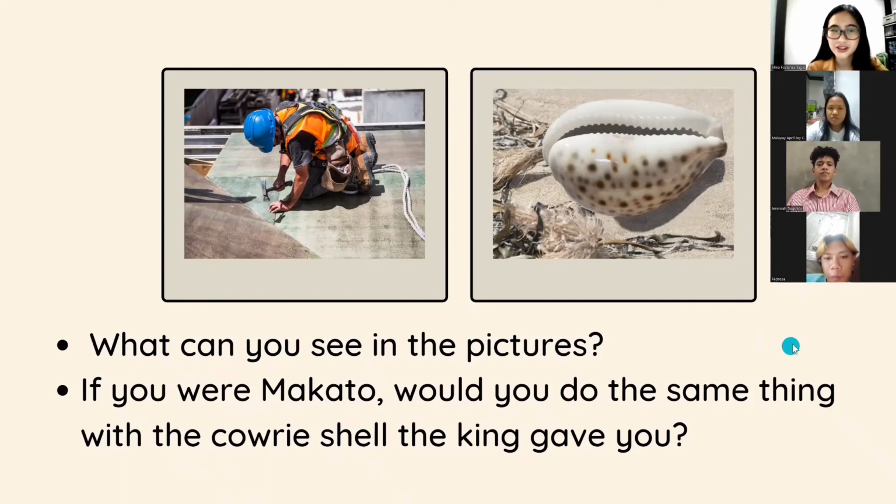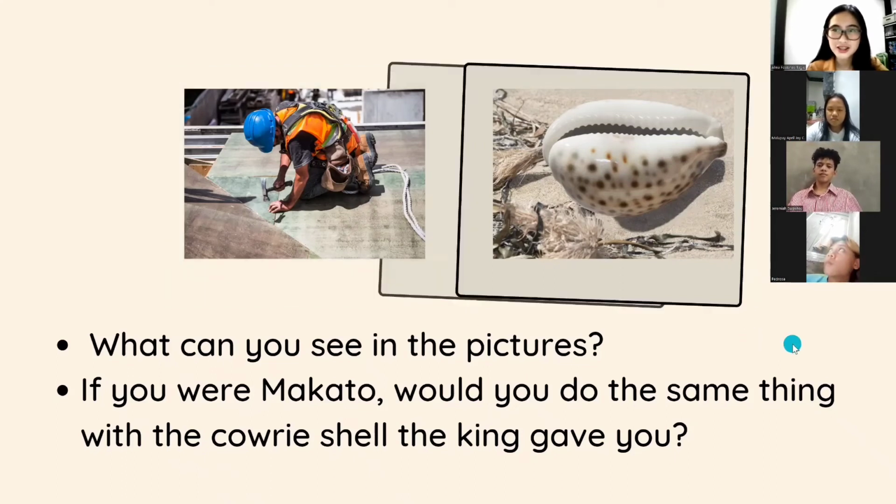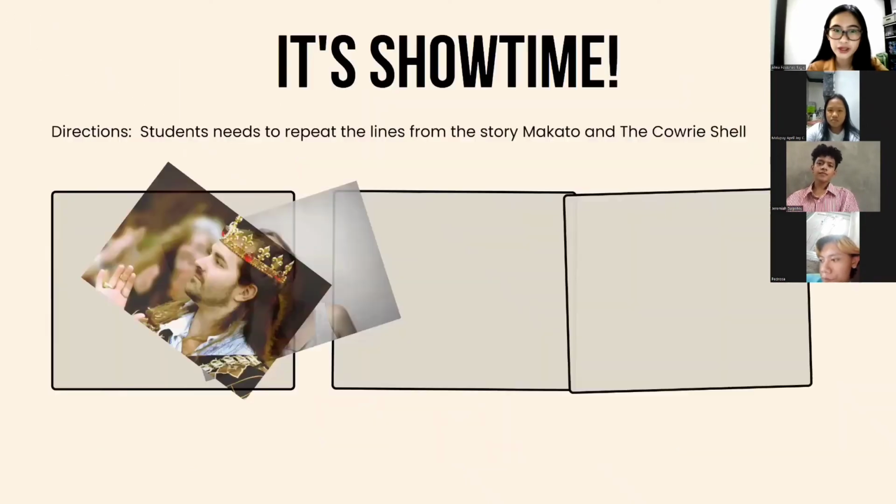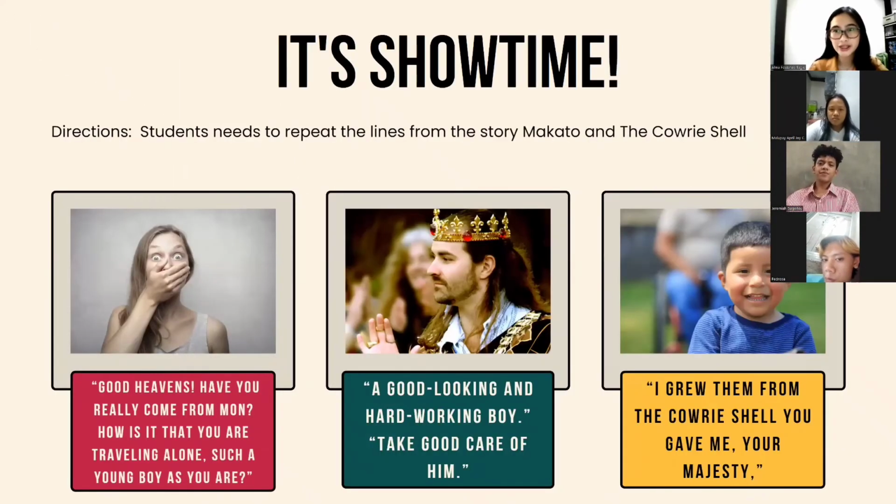Next. Okay. So for our next activity, it's called It's Showtime. So the direction, students need to repeat the lines from the story of Makato and the cowrie shell. So as we are dealing with your speaking skills, this is to test how well you speak lines based on the story of Makato and the cowrie shell.